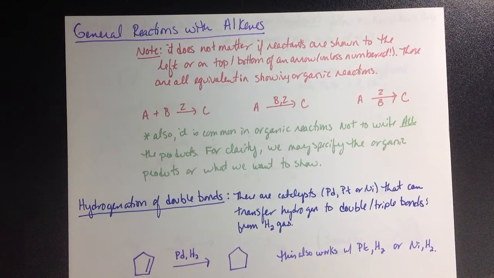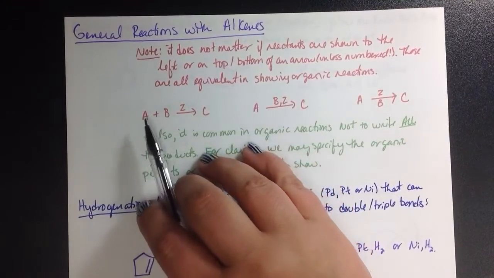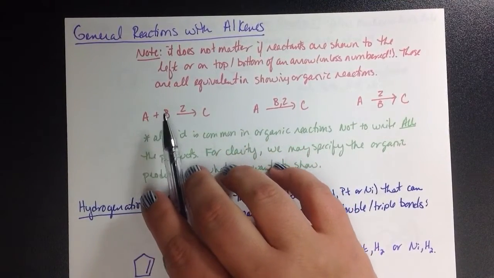It's with alkenes that we can see our first reactions. I want to just note a few things before we start into actual reactions, because I've had some confusion with this in the past, and I just want to make sure that everybody's on the same page here. It doesn't really matter if you write something A plus B, at least in organic.